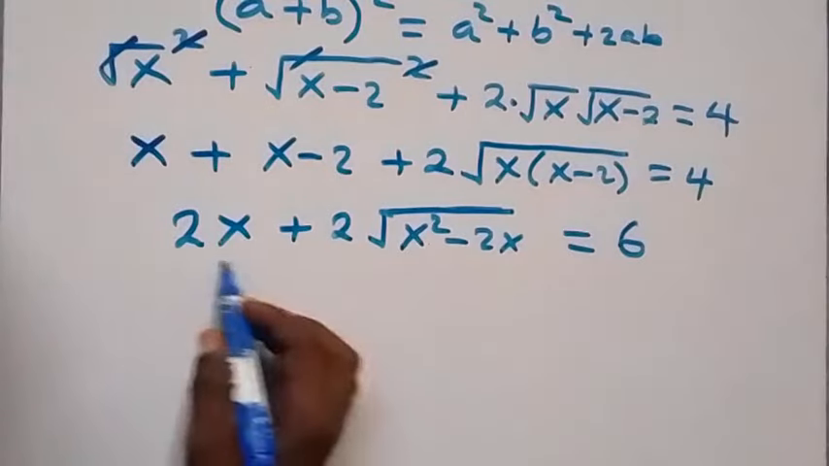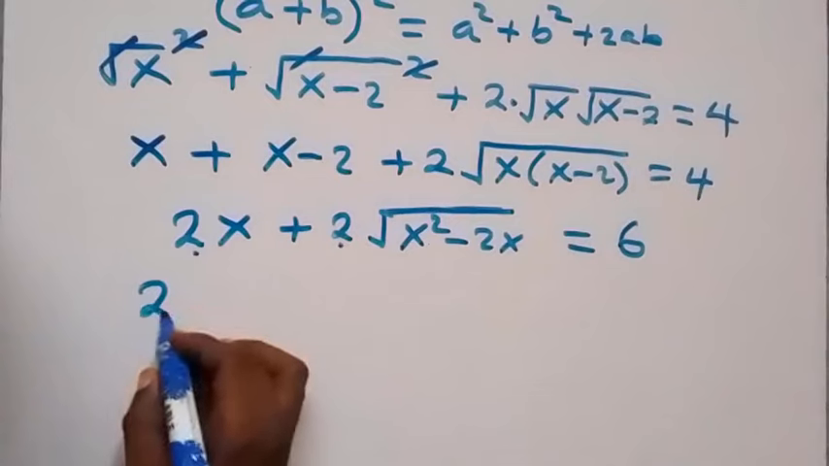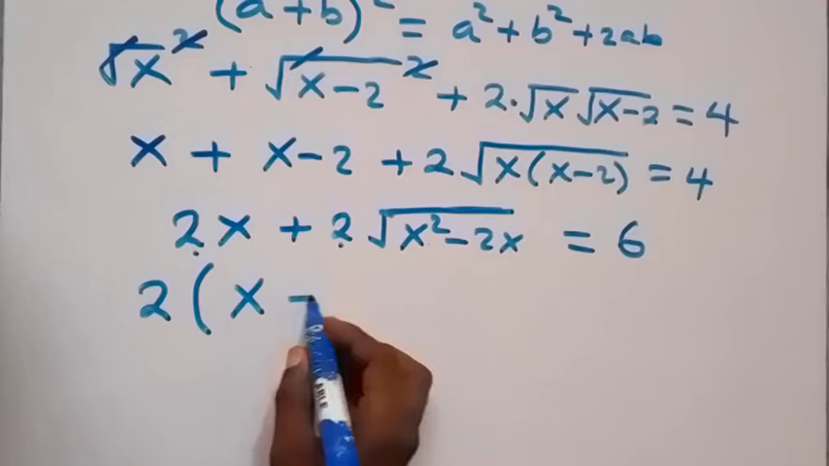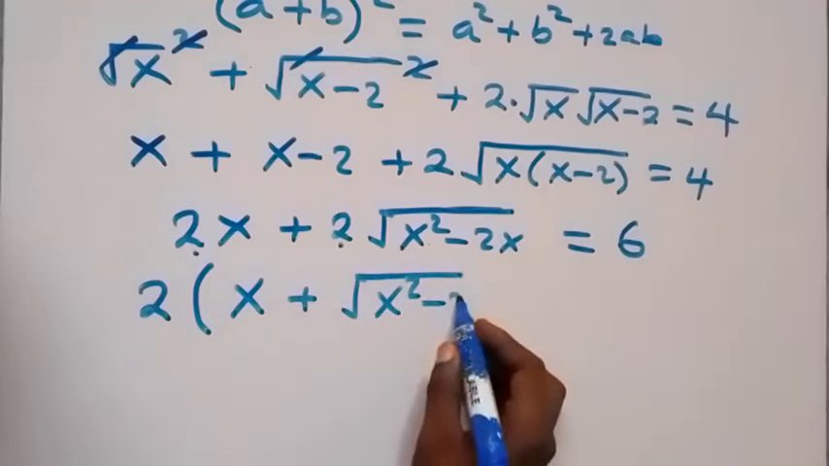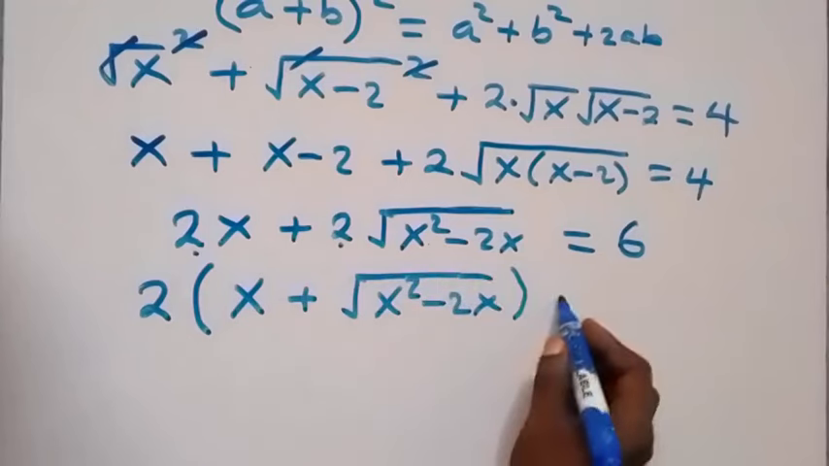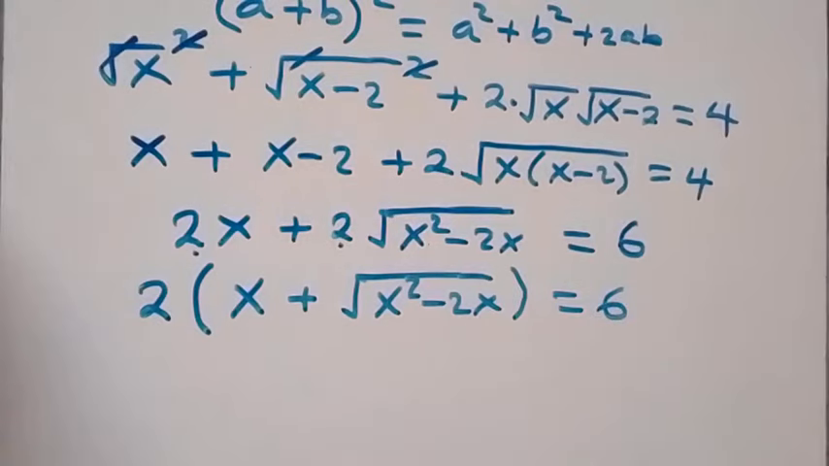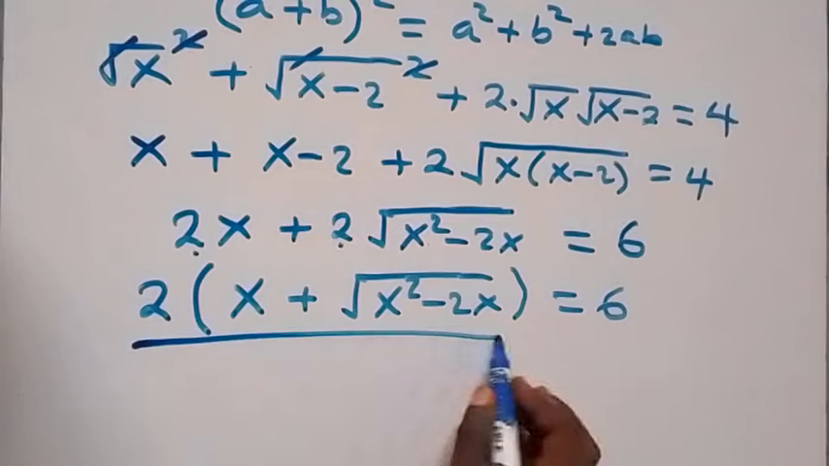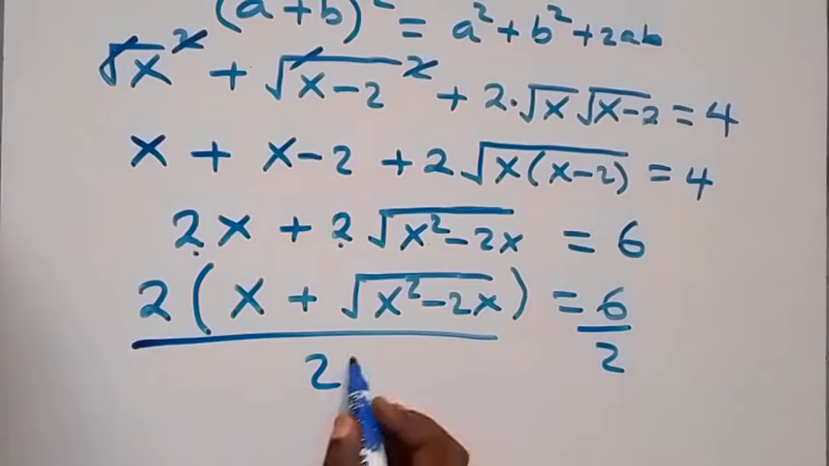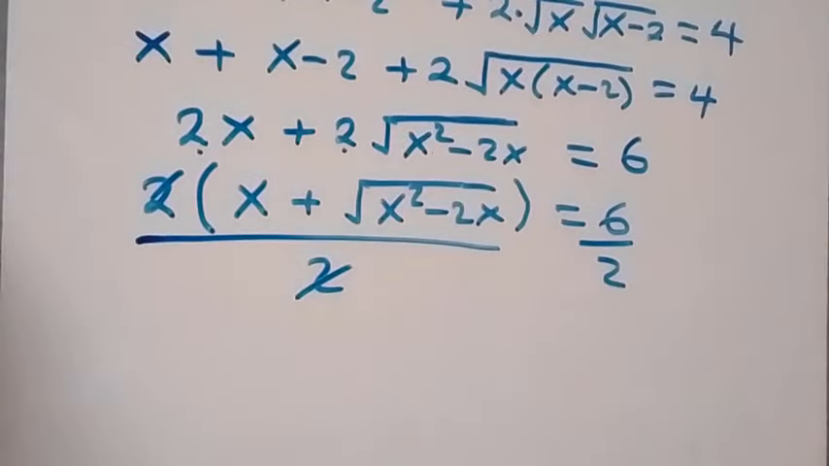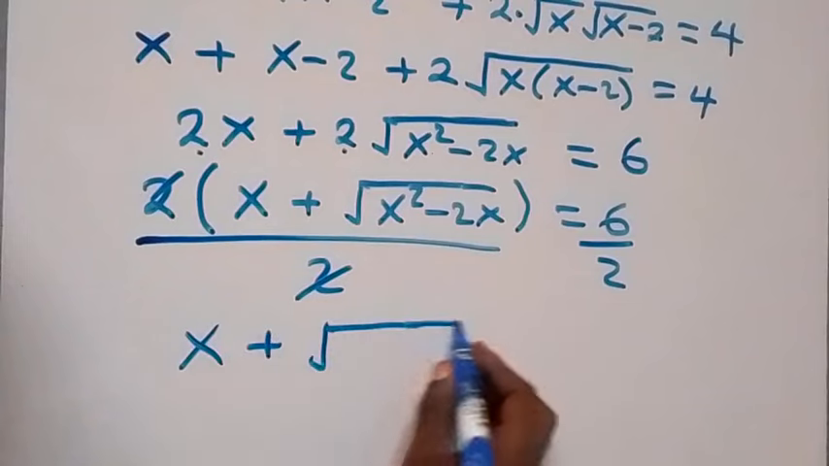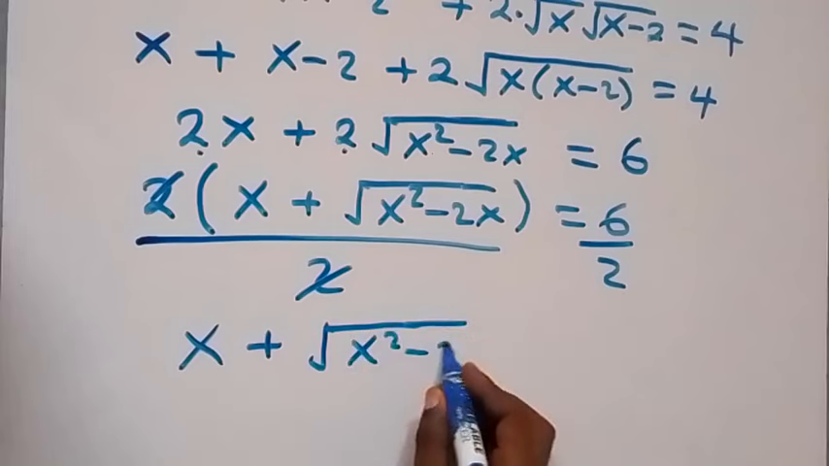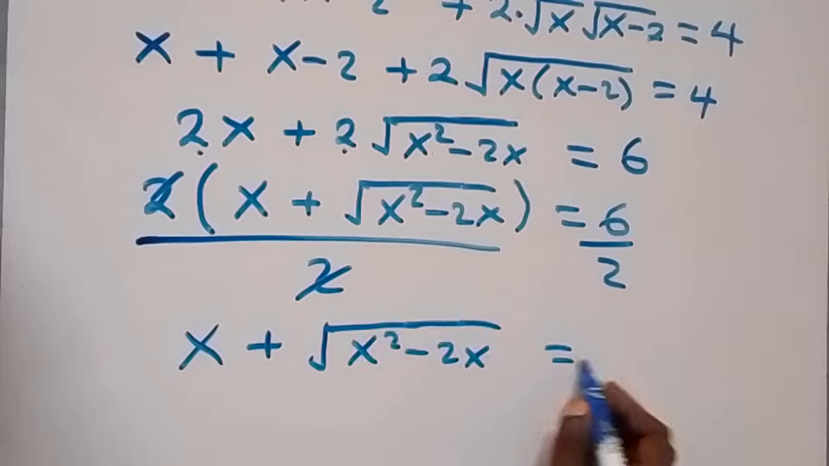Then from here, we can factorize 2 out: 2 now in bracket, x plus root of x squared minus 2x, equals 6. Then from here, we divide both sides by 2. The 2 cancels out here. You are left with x plus root of x squared minus 2x equals 3.